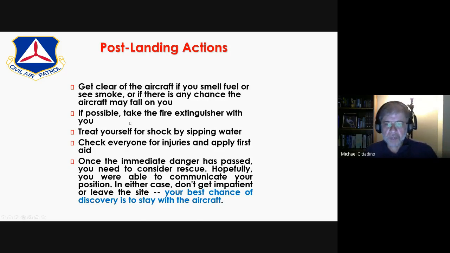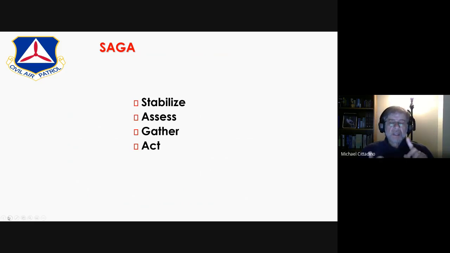So sip some water, deal with the fact that you're probably going to be in a slight state of shock. Check for injuries. And then once the immediate danger is past, consider rescue. The main thing that you want to do in a situation is, once the aircraft is down, you want to get everybody out of the plane. You want to get away from the plane. You don't want to run away and hide, but you want to get away from the immediate area of the plane. You want to address any injuries that anybody's suffering to the greatest extent that's possible. Beyond that, then you can start planning for how you're going to deal with getting rescued or waiting to be rescued.